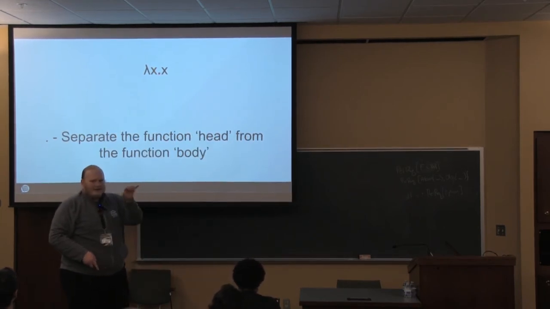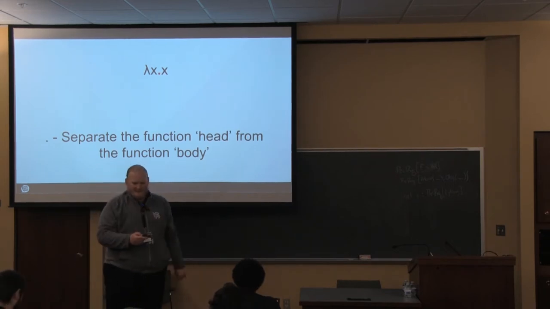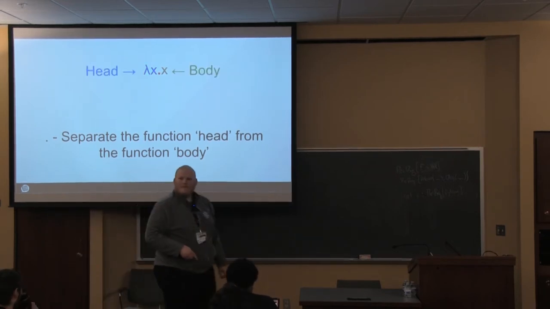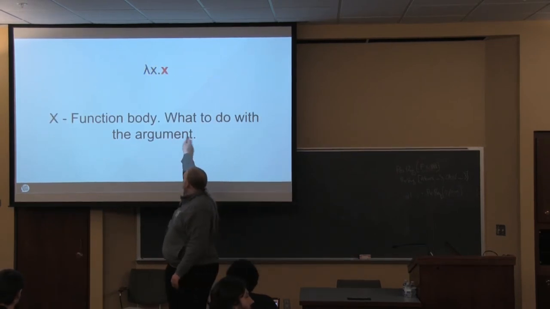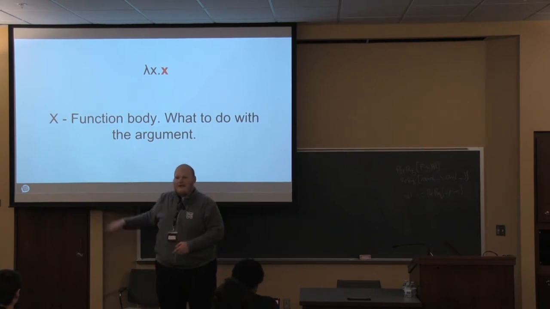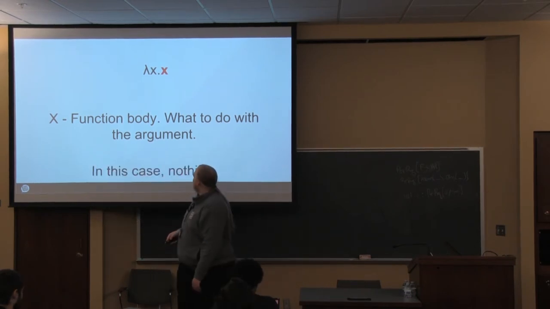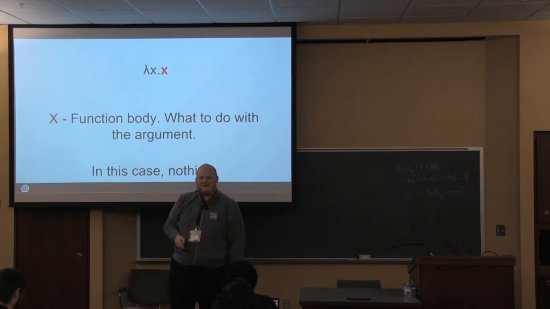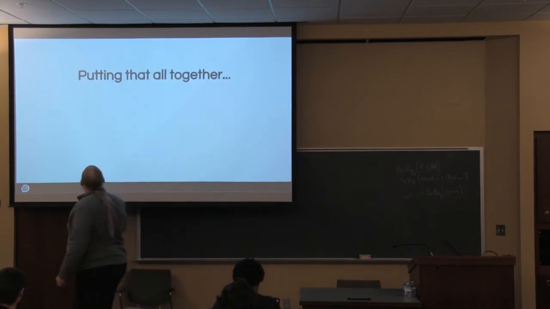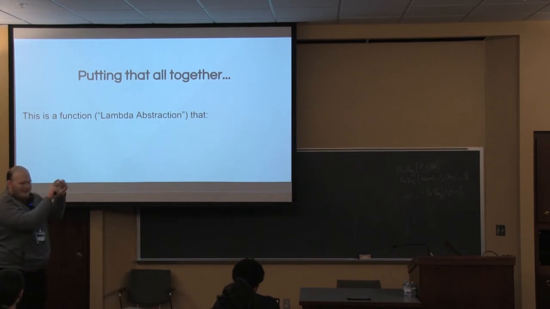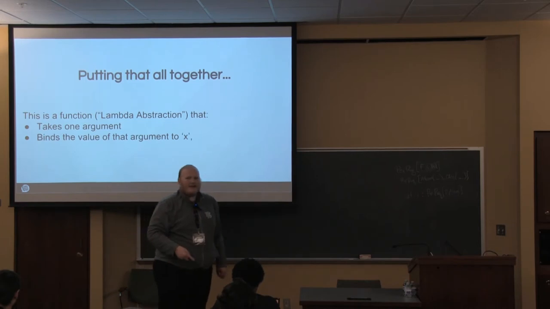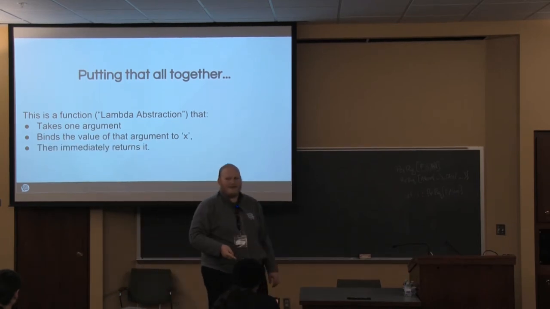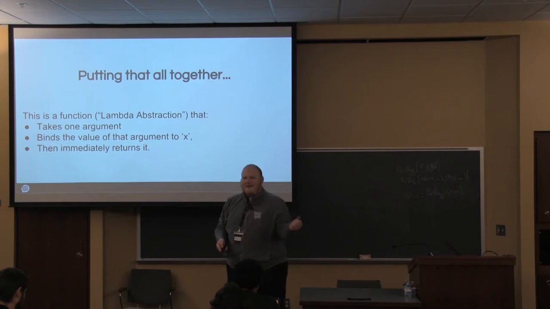The next part separates the function header from the function body. That's that. This will come up later. This is the function body: what we do to the argument, the values we've taken in now that we have them. In this case, we don't do anything to them. So let's put all this together. This is a function, a Lambda abstraction, that takes an argument, binds the value of that to x, and immediately returns it. So you give me something, I give it right back. That's it. We're done. We can go home now.